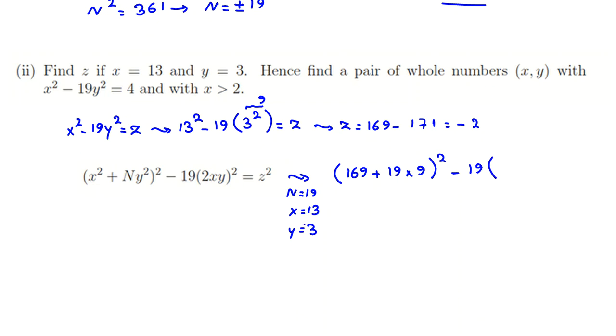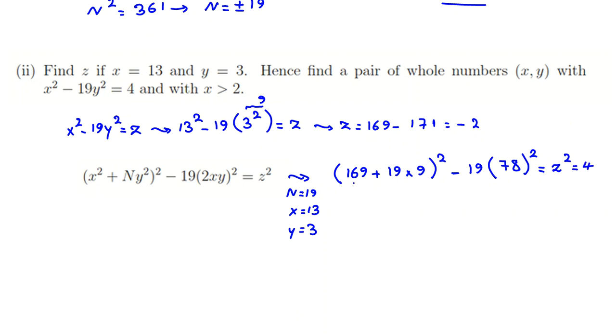Okay, 2xy is what? 2 times 3, 6. 6 times x will be 6 times 13, 78. We have 1, 6 times 1, 6 plus 1, 7. 78 whole squared equals z squared. Okay, z squared is what? z is negative 2, so it's negative 2 squared, which is 4.